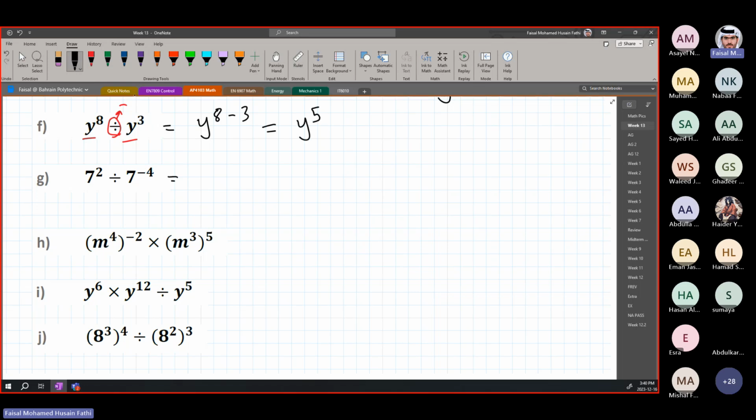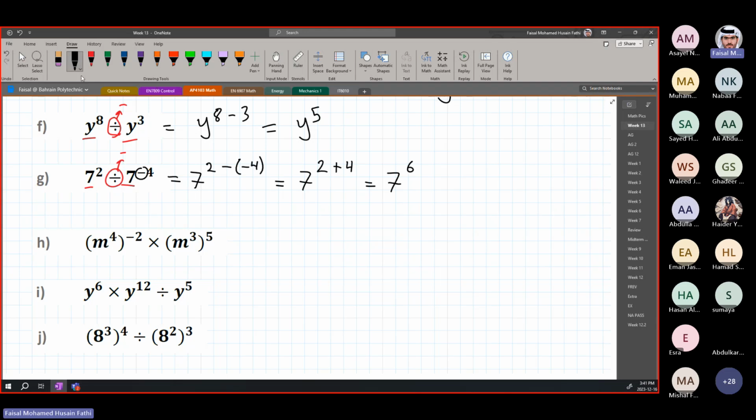Same thing again here. We have division. Division means subtraction. Same base, same base. Just be careful when you're writing. Make sure you're looking at all the notations, all the signs of each number. So it's going to be 2 minus 4, because we have another minus over here. So it's 2 minus 4. I don't know why I wrote y. This is 7, which is equal to 7. 2 minus and minus becomes plus 4. So this is equal to 7 to the power of 6.